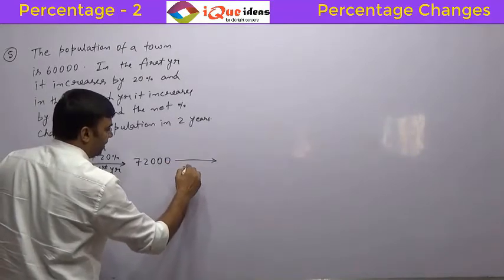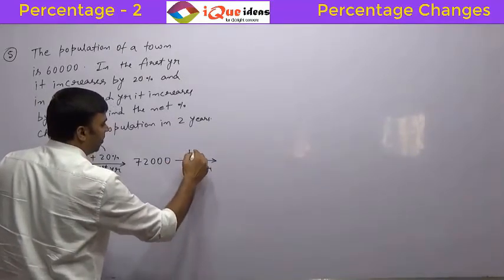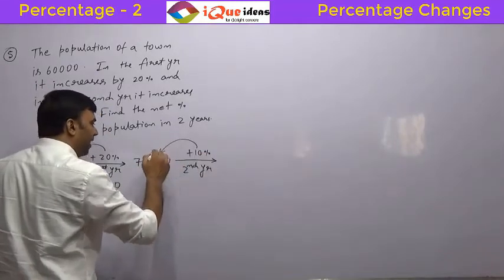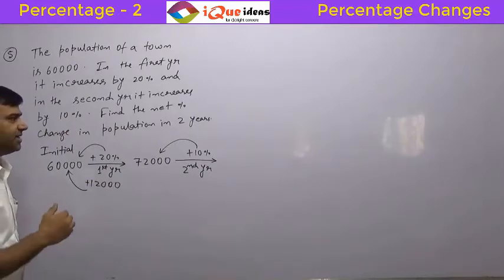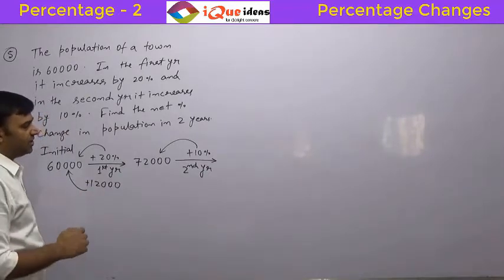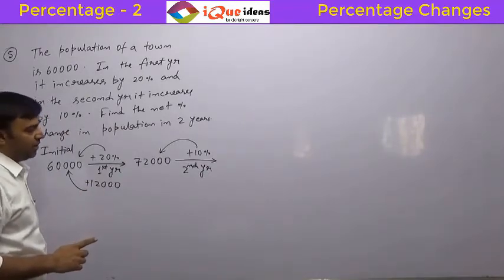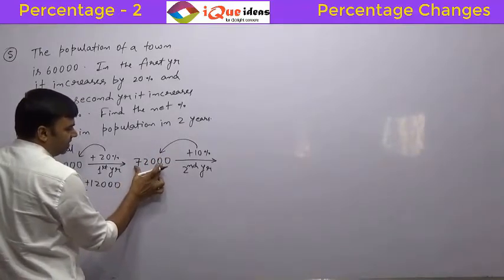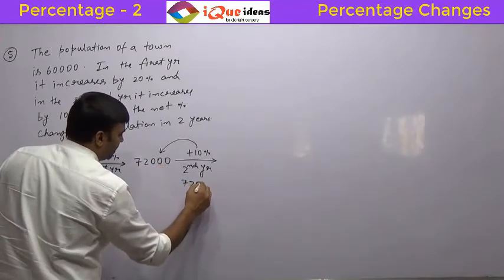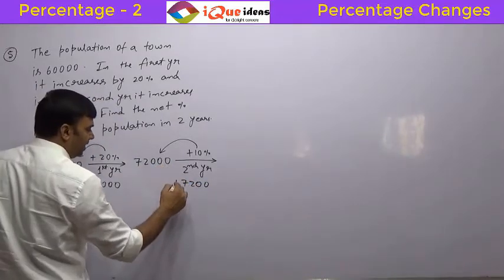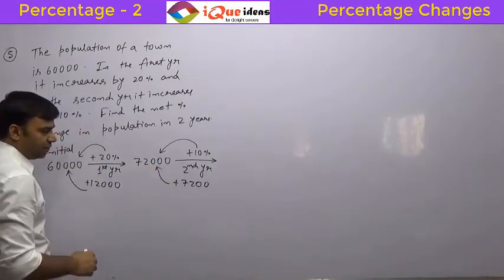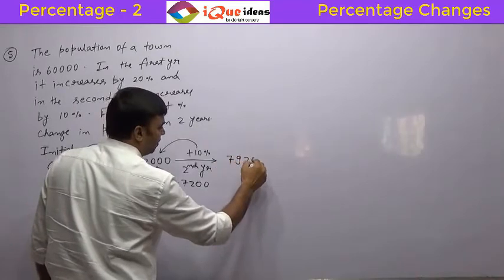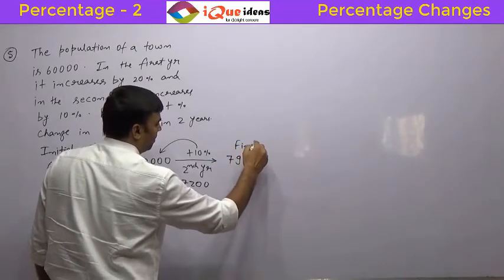Now what will happen in the second year? In the second year, the population increases by 10%. As I said, by default, the next change will happen on the new value, and it will keep on happening like this. And that is why I said compounded. Population is always calculated compounded. So 100% is 72,000, so 10% is 7,200. So 7,200 is the incremental value in the second year. This will get added to 72,000. So the final value will become 72,000 plus 7,200, that is 79,200. So this is the final population.